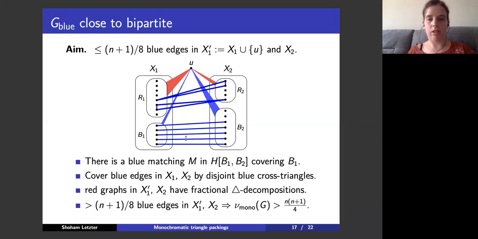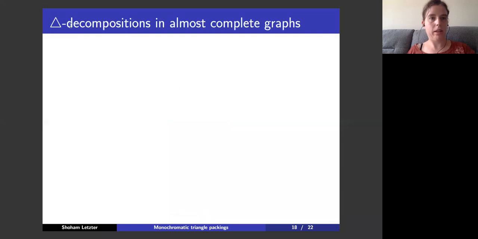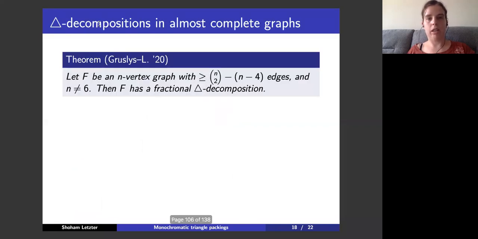So this essentially completes our induction step with the exception of one point. I kept saying a graph is almost complete, so it has a triangle decomposition. Well, here is a precise statement that we use. Suppose that I have a graph F on n vertices with this many edges, so it has at most n-4 missing edges, and it's not too small. Then F is kind of almost complete. With these conditions, F has a fractional triangle decomposition.